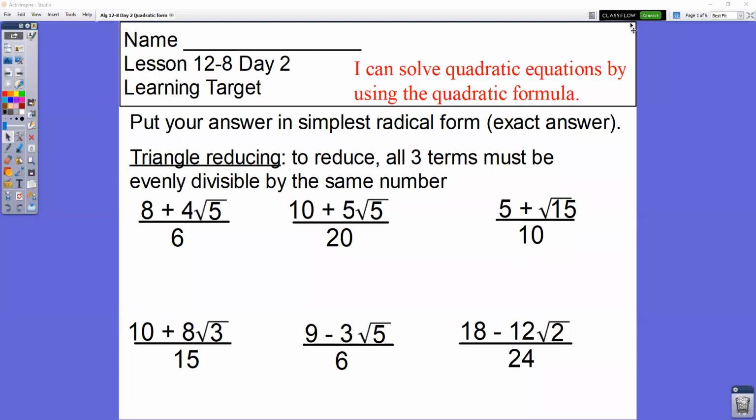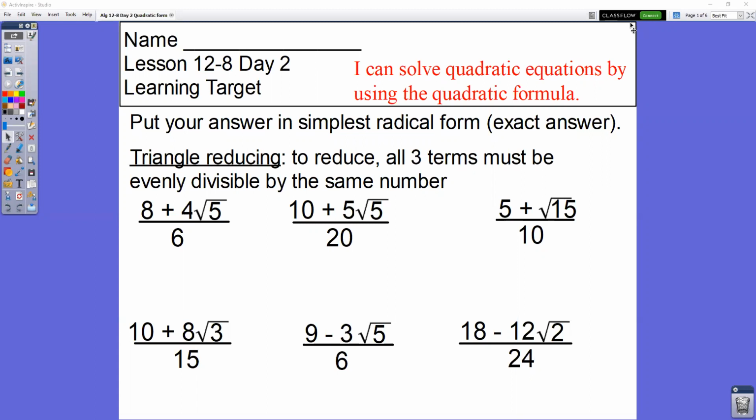So this is the lesson for 12-8 day 2. We're solving quadratic equations using the quadratic formula. The directions today say put your answer into simplest radical form. All right, that is also known on the Regents exam as the exact answer.